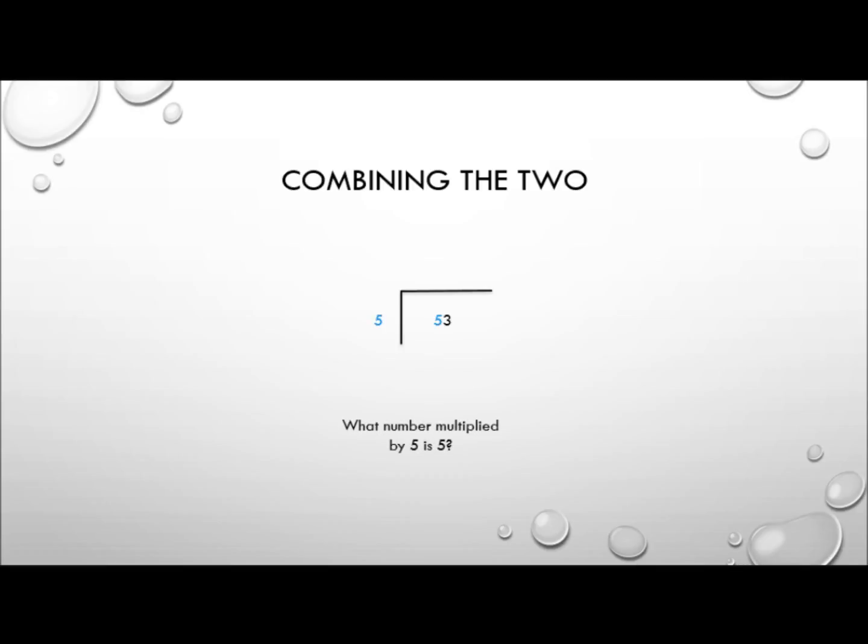Okay, so taking the numbers, say 53 divided by 5, what number multiplied by 5 gives a result of 5? Well, in this case, 5 times 1 is 5. So we write down the 1. So 1 times 5 is 5, so all we do is write down the 5, and we make sure we line it up nicely with the correct column.